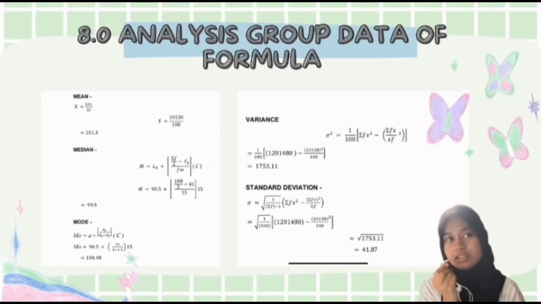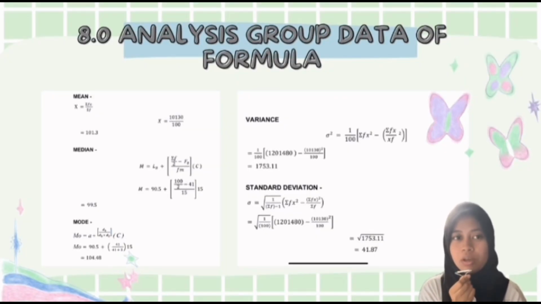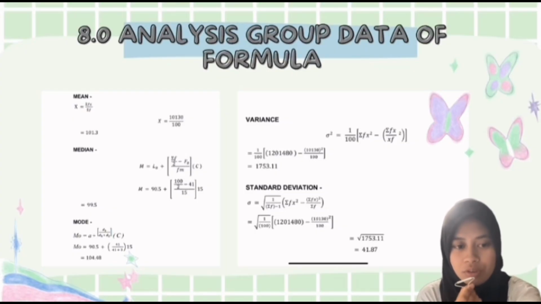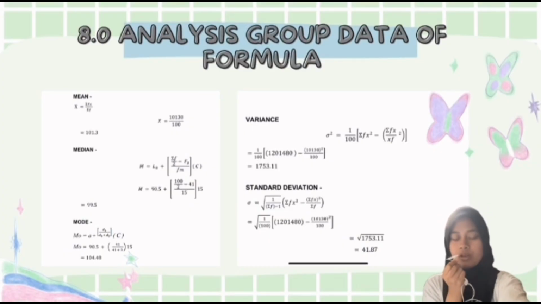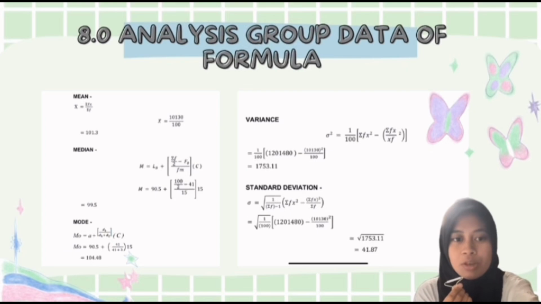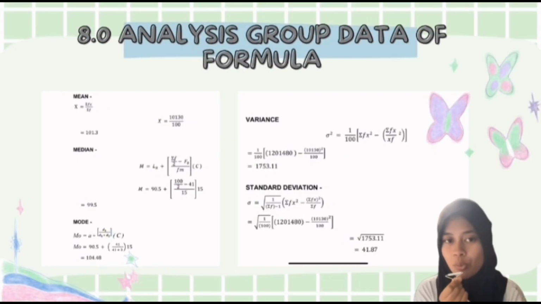So hi, I'm going to explain 8.0, analysis of grouped data by formula. We have mean, median, mode, variance, and standard deviation, and all of these need to be answered with the formula. We use the formula to find the answer. So first we have the mean. Mean x̄ equals the sum of fx over the sum of f, and the answer is x̄ equals 10130 over 100, and the answer is 101.3.